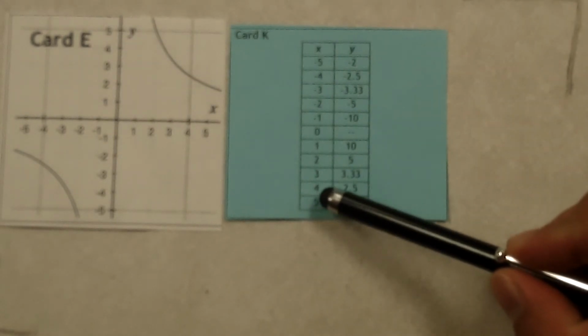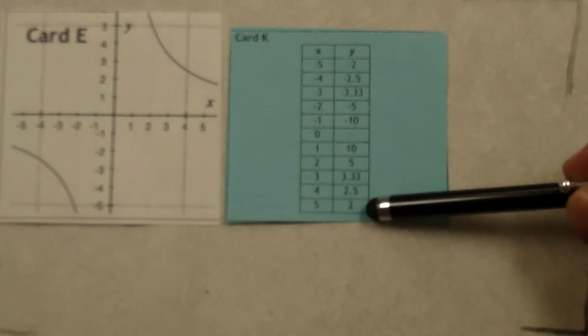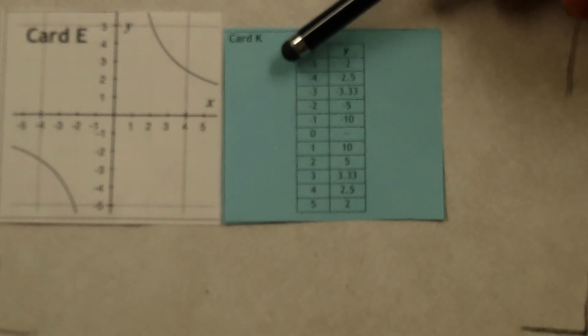So if x is 4, y is going to be about 2 something. Let me check that. So x is 4, y is 2.5. That's going to match. x is 5. Trace it up to where it hits and then crawl it over. So when x is 5, y is going to be 2, it looks like, and that's going to match as well. That gives me confidence that card K is probably going to match.